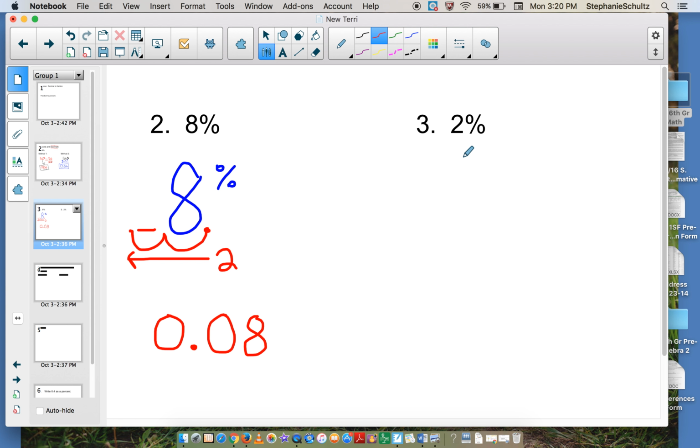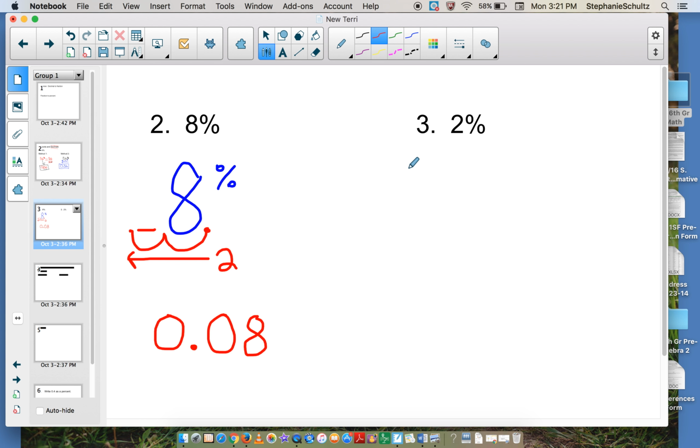So then we have our 2%. I want to go ahead and say, Mr. Threadgill, if you can go ahead and pause it right now. I want to see if you guys can do the 2%. And then when everyone's done, you can go ahead and hit play.